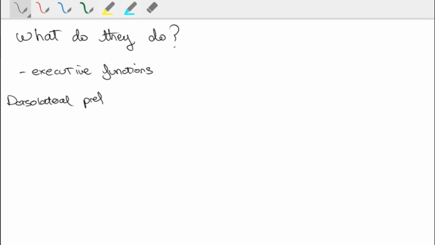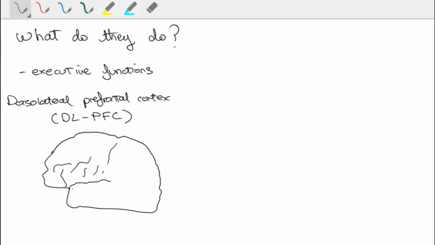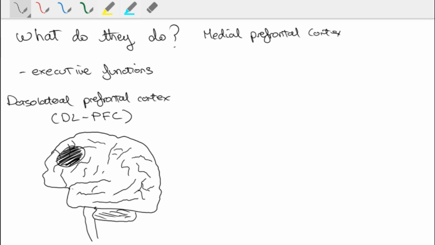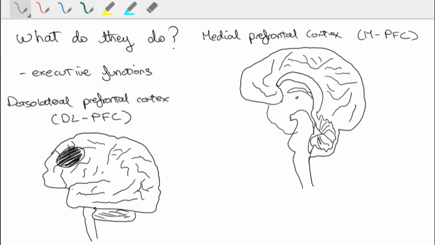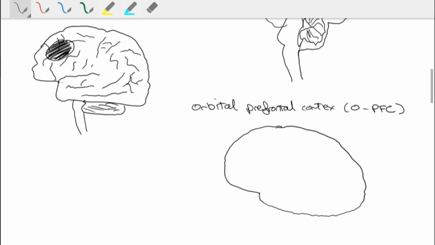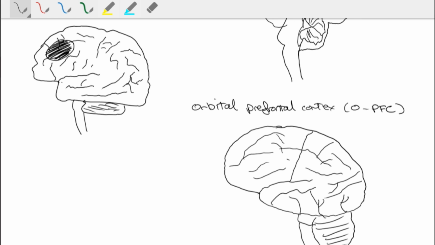These are the dorsolateral prefrontal cortex, which is in the dorsal or front and lateral or side of the brain, the medial prefrontal cortex, which is in the middle part of the prefrontal cortex, starting from the outside of the corpus callosum, and the orbital prefrontal cortex, which is in the lower part of the prefrontal cortex.